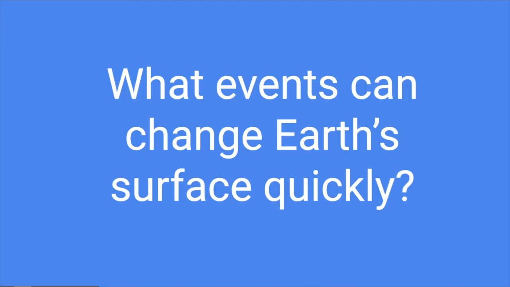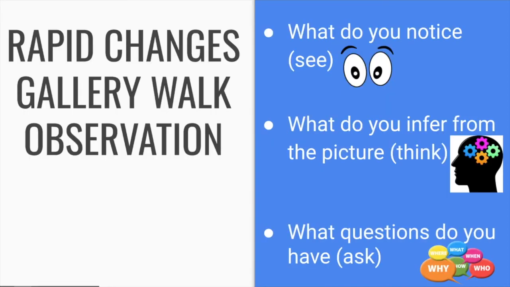Our focus question for today is, what event can change the Earth's surface quickly? We are going to be looking at the different types of events that can change the Earth. I'm going to show you pictures of each different type of event. We're going to do a gallery walk where I show you pictures of these different types of occurrences. While we look at these pictures, I want you to use your eyes to observe and write down in your journal what you notice.